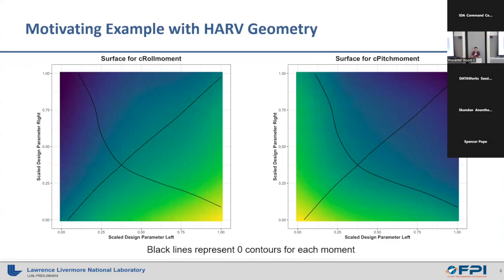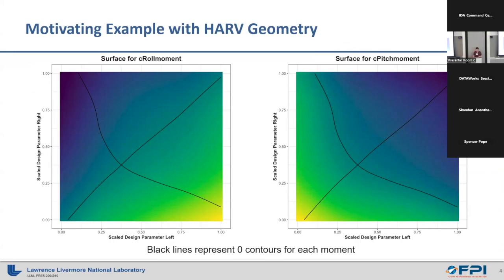Just looking at an example here for the HARV geometry. This is fixing the top and bottom fin. We're only moving the left and right fin. You can see 2 of the responses here where we would want to find the 0 condition, the roll moment and the pitching moment. The black lines show where those contours are actually 0. In essence, what we're trying to do for this fixed condition is find this crossover point here, the trim condition where both are 0.